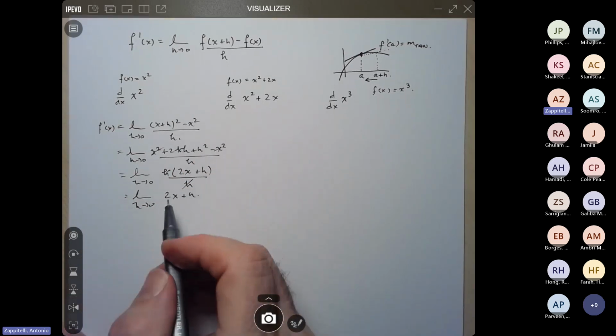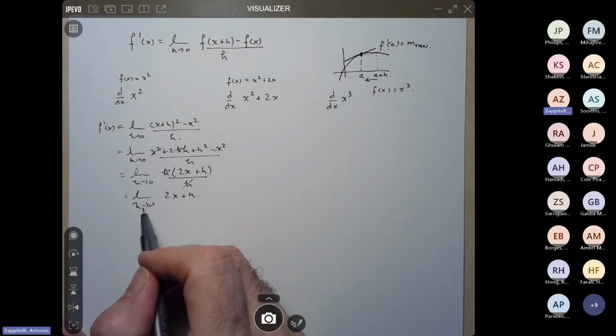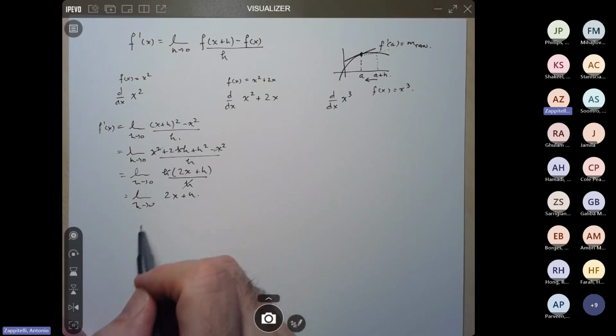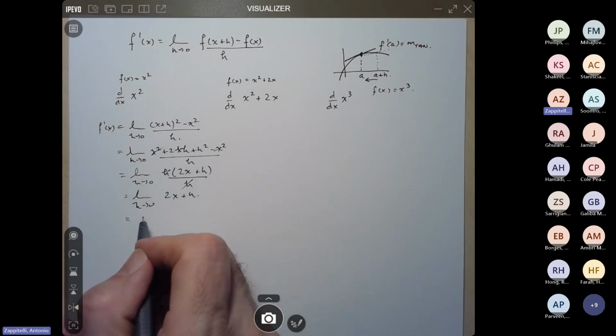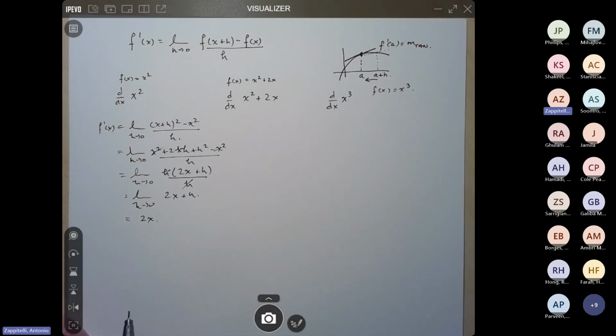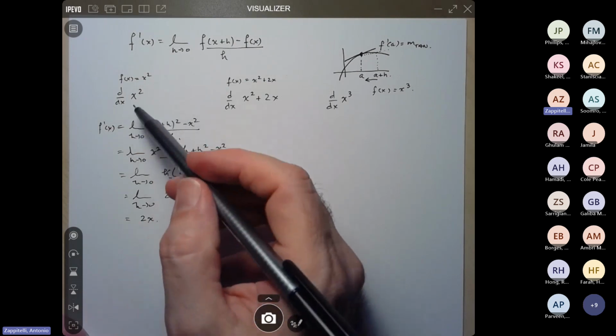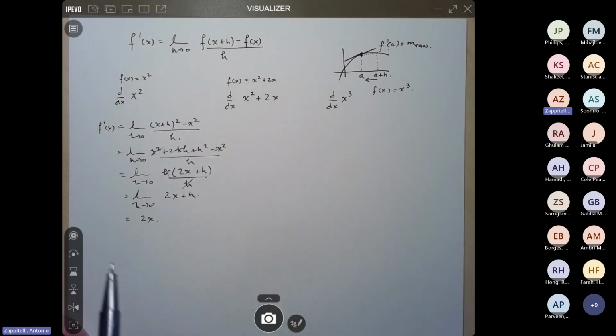And we say, well, 2x doesn't depend on h at all, so it doesn't change as h is approaching 0, but the h gets smaller and smaller and smaller, so this whole thing approaches 2x, okay? And so the derivative function for x squared is just equal to 2x, all right?